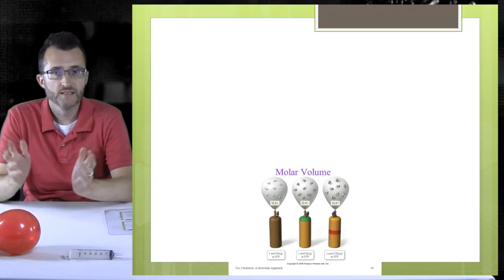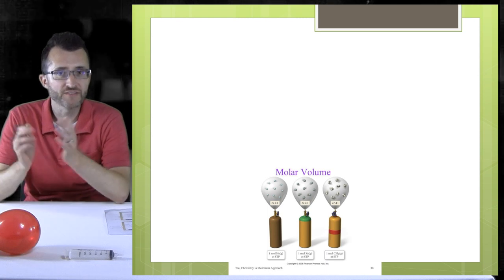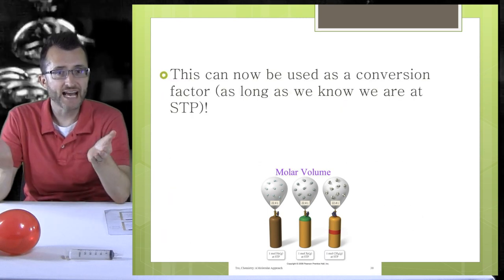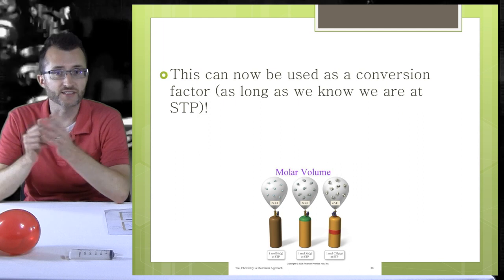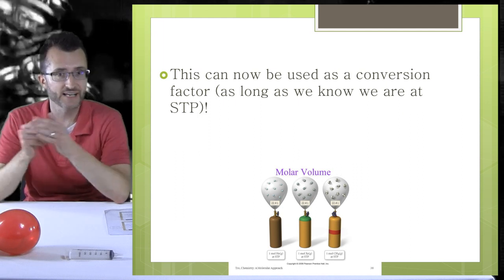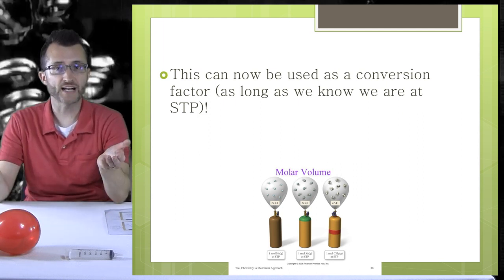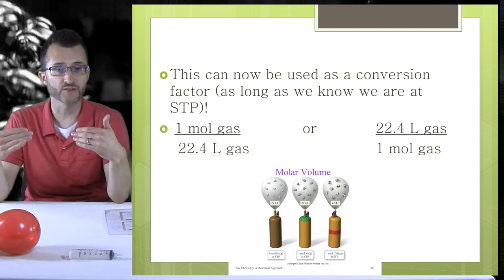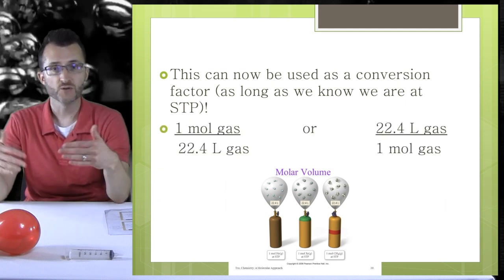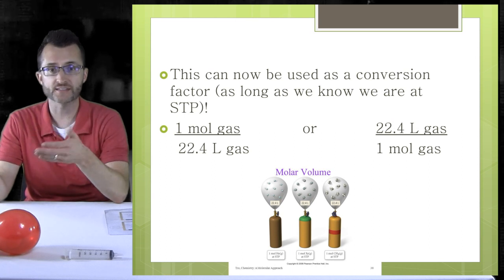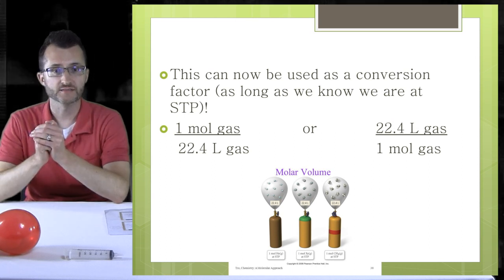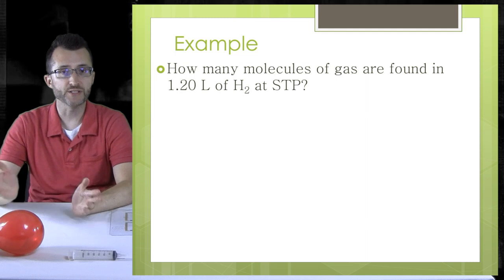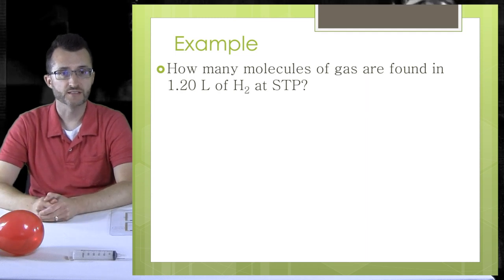Very good. Now that we just solved for the molar volume of a gas at STP, this can now be used as a conversion factor, as long as we know we are at STP. So our conversion factors are as follows. We can either say in 1 mole of gas, there's 22.4 liters of gas, or we can say in 22.4 liters of gas, there's 1 mole of gas. We're going to do an example where we use this new conversion factor. You ready, Fu?